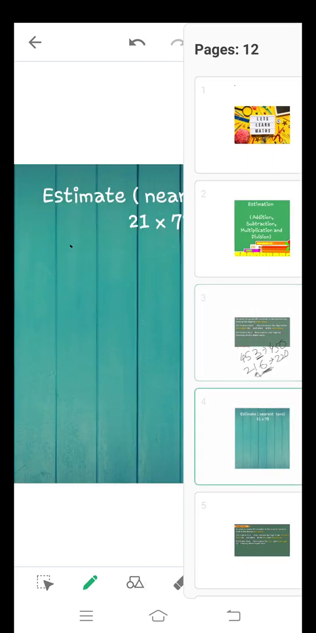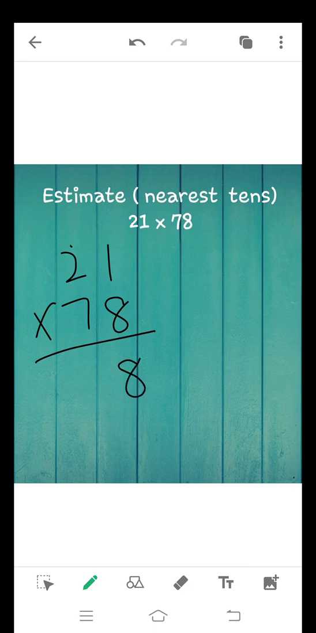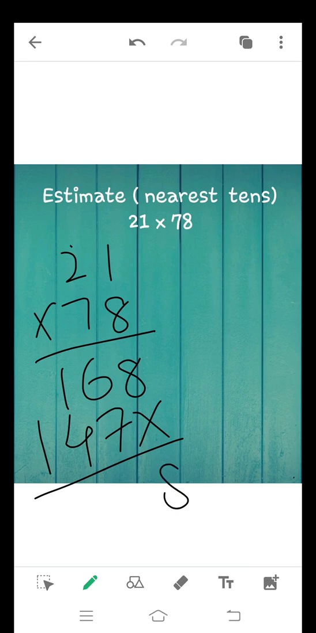Now see one more example. Estimate nearest tens. 21 multiplied by 78. You have to calculate both actual and estimation. First of all, calculate the actual multiplication. 8 ones are 8. 8 twos are 16. Now cross. 7 ones are 7. 7 twos are 14. Now add both the numbers. 8. 6 plus 7 is 13, 1 carry, 4 plus 1 is 5, plus 1 is 6, and 1. This is our actual multiplication.